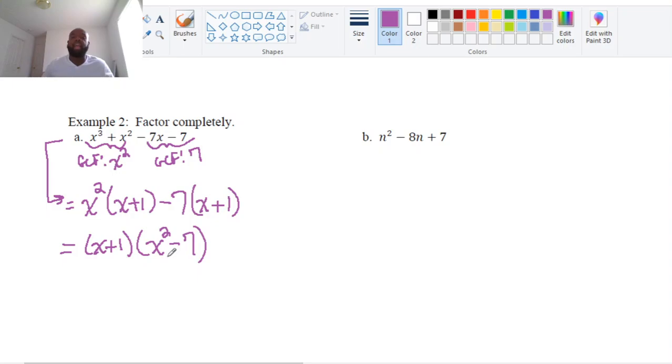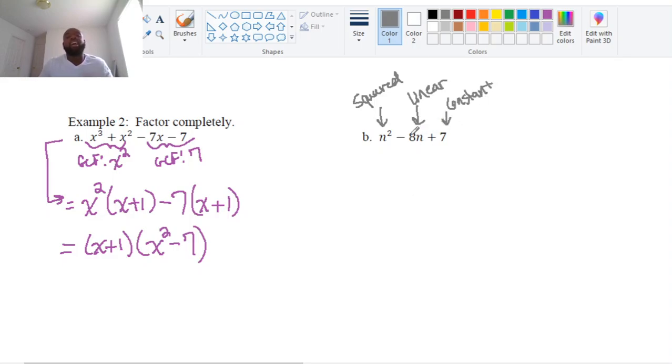Let's go to part B. I have n squared minus 8n plus 7. Again, the first thing I'm going to think about is the greatest common factor. My greatest common factor would be 1. And so I don't have a GCF in this example. I count out the number of terms. There are 3 terms. I have a squared term. Notice the pattern. This is something squared. This is something linear. And this is something constant, right?